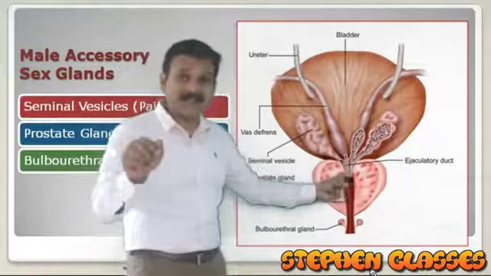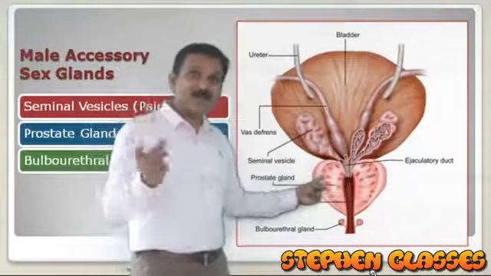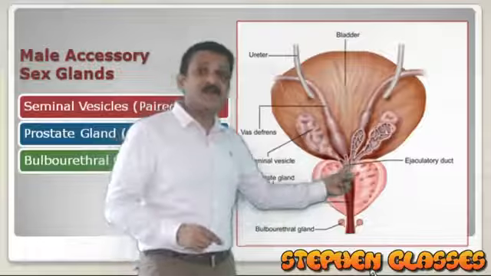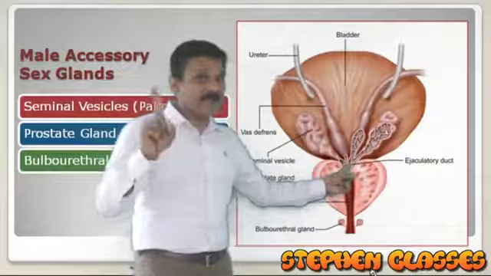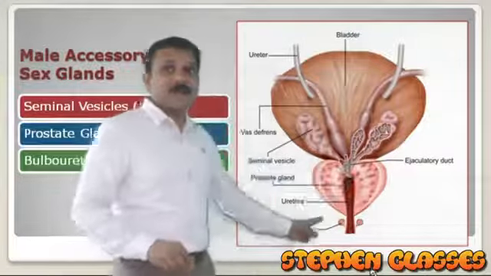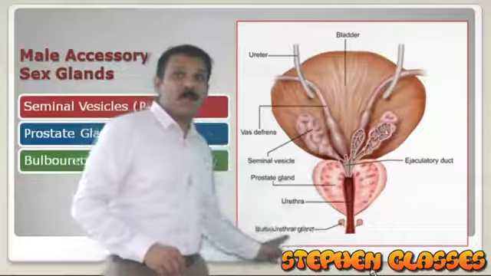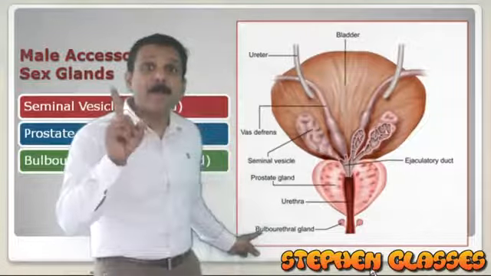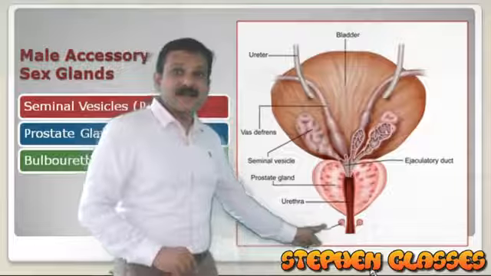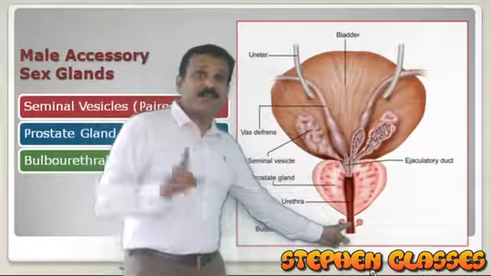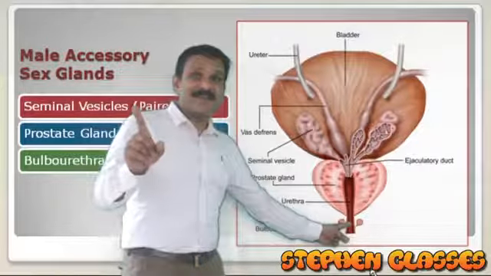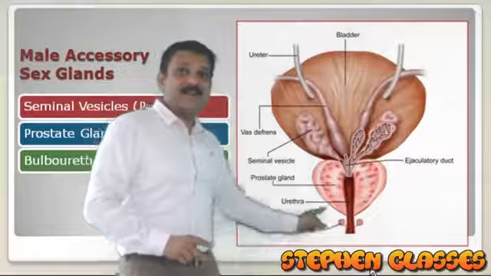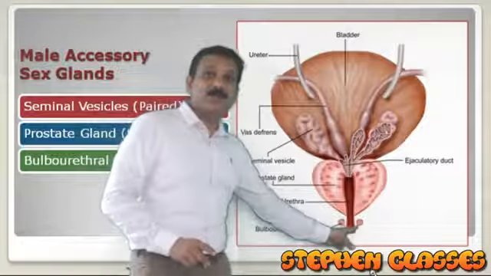They also produce a secretion. The prostate gland is also producing a secretion. It will also join the urethra. Now, you can also see paired bulbourethral glands. Paired bulbourethral glands, and their ducts are also opening into the urethra. Right? Bulbourethral glands, their ducts are also opening into the urethra.